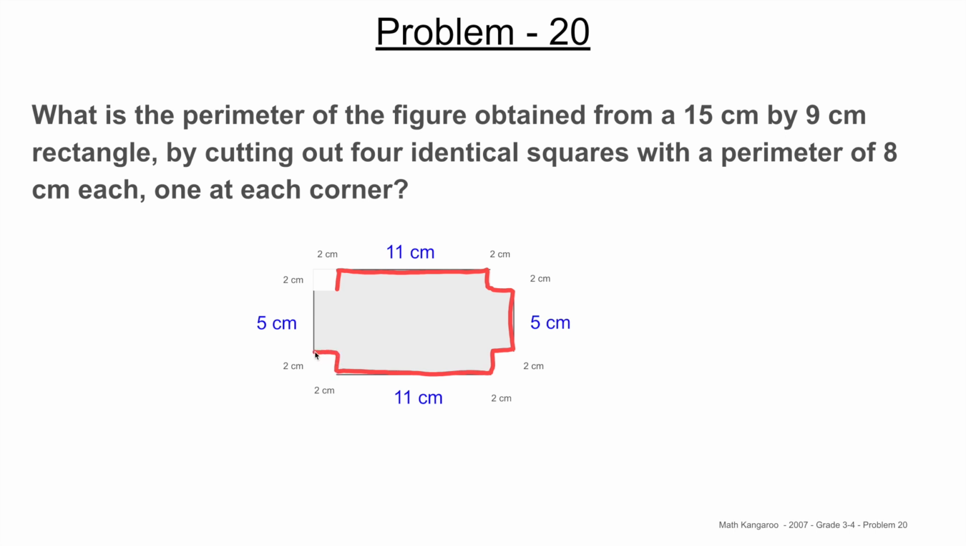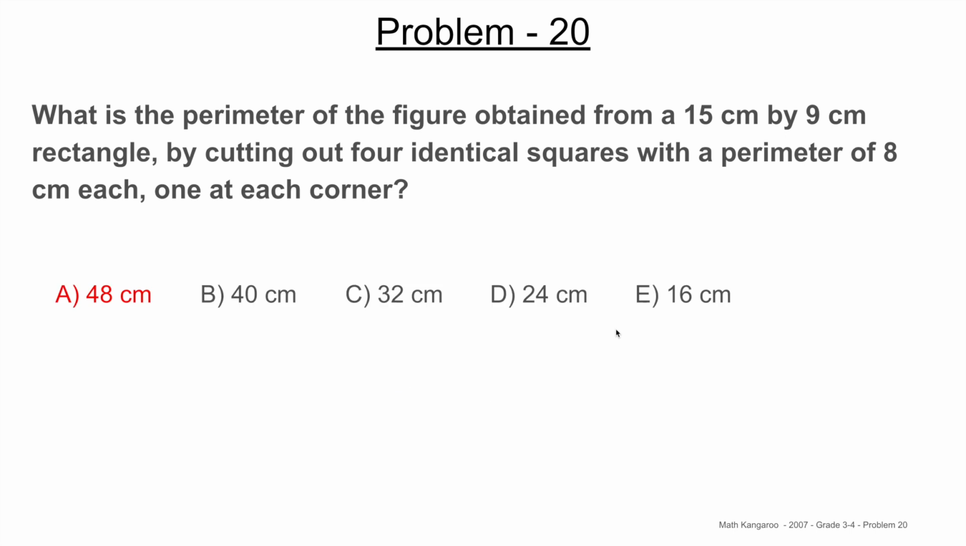37 plus 2 gives me 39. 39 plus 2 gives me 41. 41 plus 5 gives me 46. 46 plus 2 gives me 48 centimeters. So our answer is 48 centimeters. The perimeter for this cut piece is 48 centimeters, which is option A.